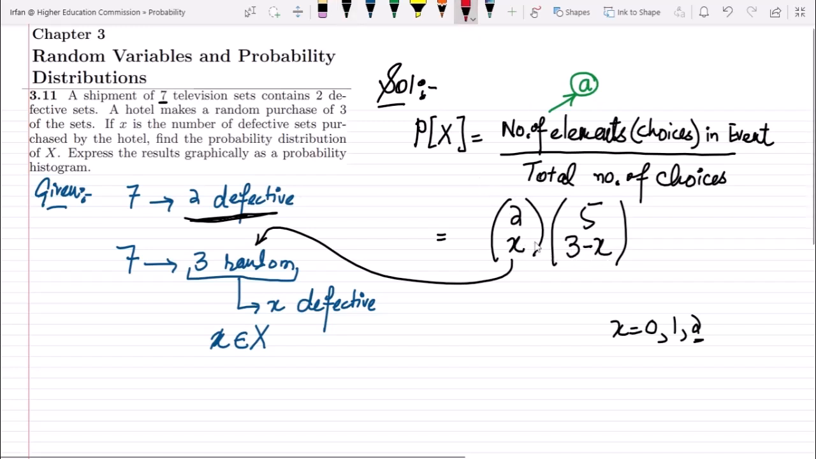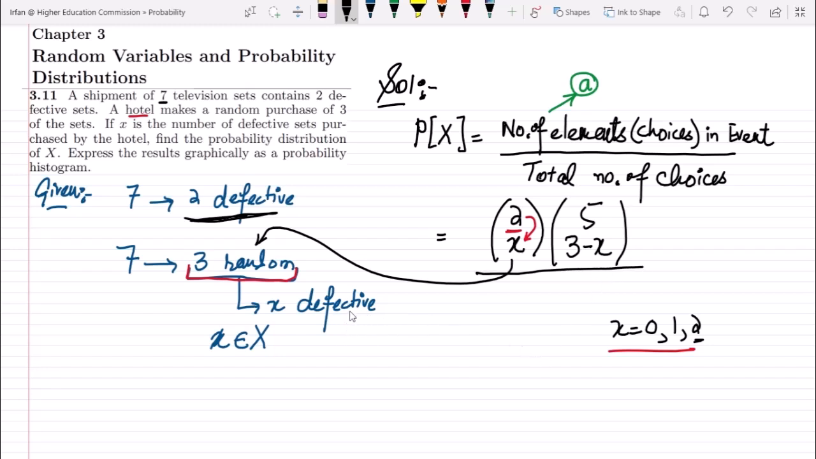Let me repeat it again. These are the number of defective items, and out of these defective items I have to choose any X. The value of X lies from 0 to 2. Similarly, when the defective items are selected, the non-defective items left are 5, which are 7 minus 2. Out of those items I have to select 3 minus X. Why 3 minus X? Because the total number of items to be collected randomly is 3, so 3 minus X would be the remaining items, and therefore I have to make these choices. These would be the choices of the event.